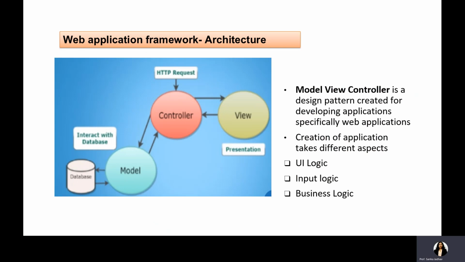Now let's see how a web application framework works. What is the architecture of a web application framework? As you can see in the diagram, it follows MVC, or MVT. So what is this? MVC means the Model View Controller architecture. It provides the Model View Controller architecture.